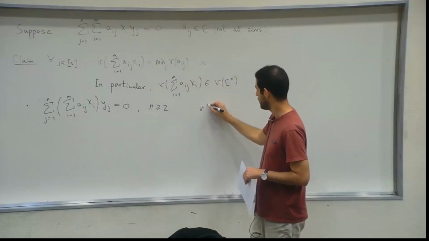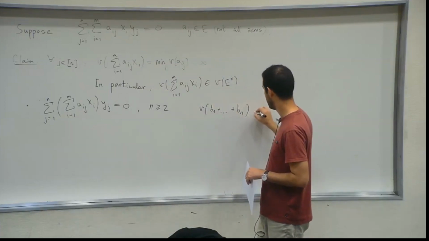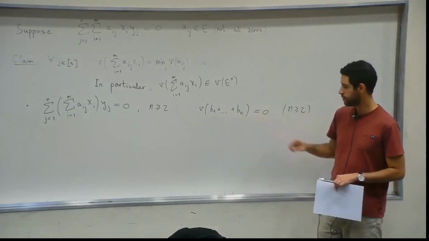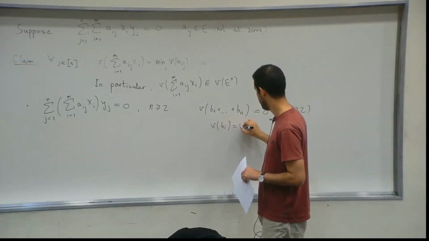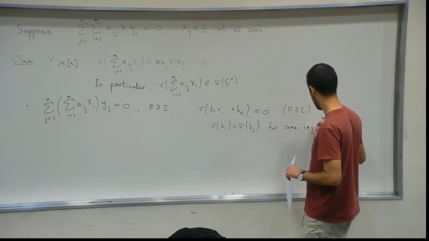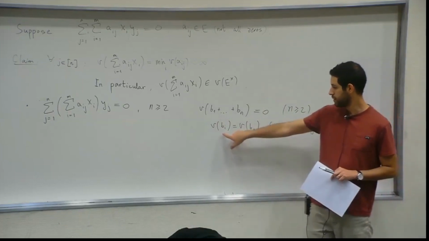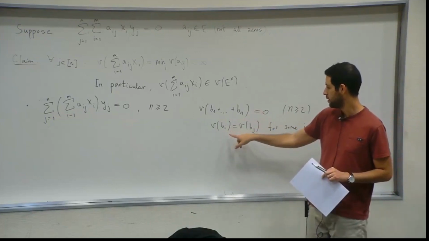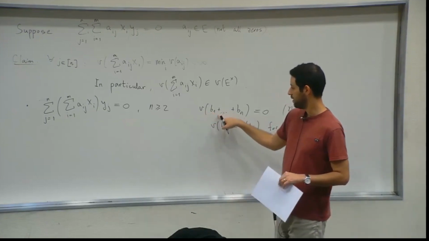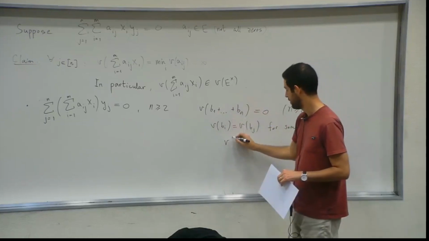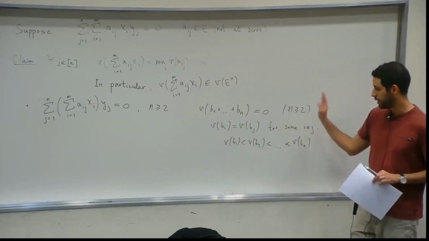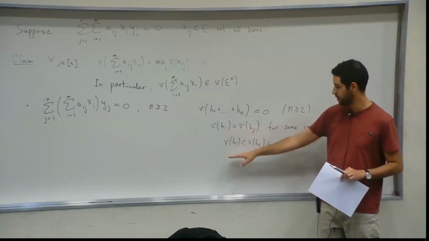And now we have the following situation. It's a simple exercise in valuation. If we have the valuation of a sum of n things where n is at least 2, and the valuation of the sum is infinity, then I claim that there are two distinct i and j with the same value. So why is this true? If this is not the case, then without loss of generality we can assume that v(b_1) is strictly smaller than v(b_2), which is strictly smaller than v(b_n).